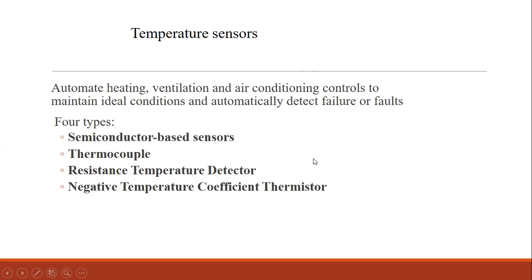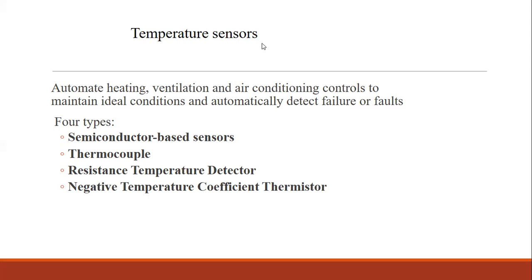Now first, temperature sensors. There can be four types of temperature sensors that can be used: semiconductor based sensors, thermocouples, RTD (resistance temperature detector), and the negative temperature coefficient thermistor, or simply thermistor. Negative temperature coefficient means that if we increase the temperature, the resistance of that thermistor will decrease. And on the basis of this change, there is an equivalent change in the voltage.